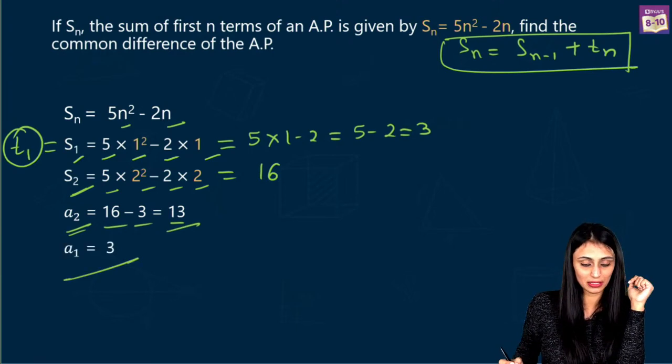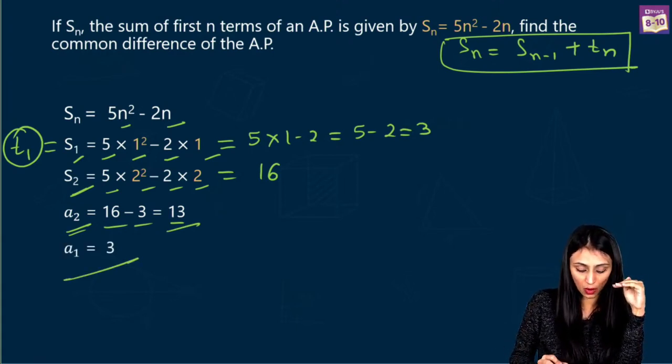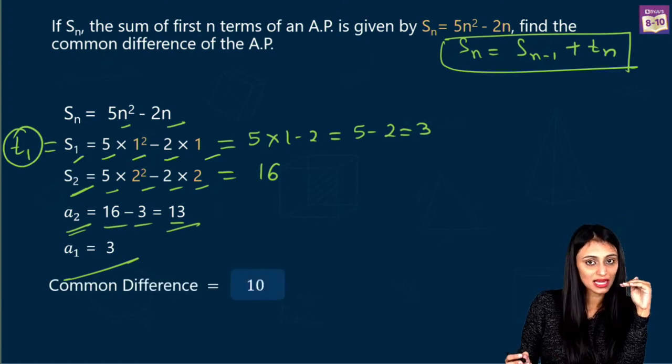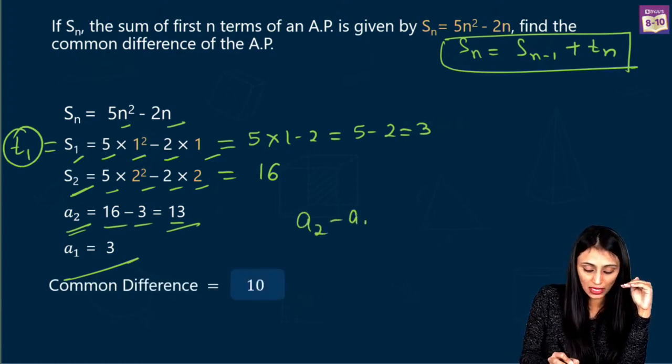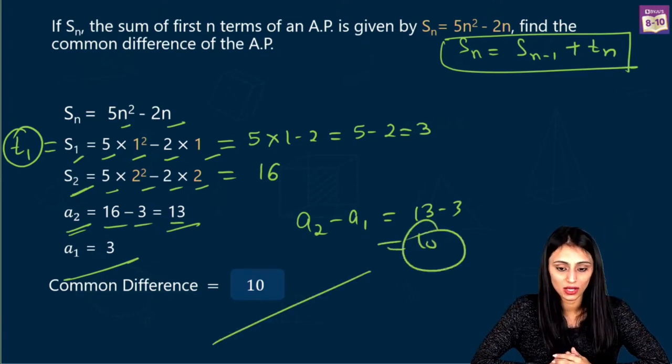And the first term over here is 3. Correct. We have the second term and we have the first term now. So to find the common difference, that's very simple. It's going to be A2 minus A1. That's 13 minus 3, which is going to be 10. That's how you can find out the common difference.